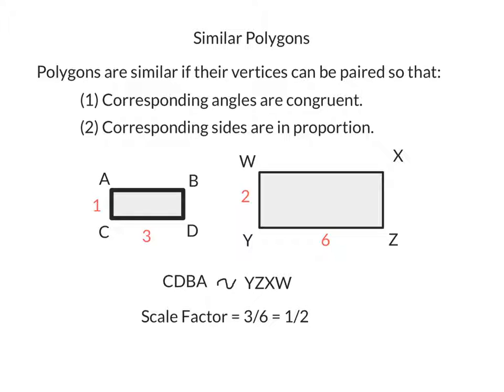And lastly, remember the term scale factor refers to the ratio of the lengths of two corresponding sides, and this happens to be equal to the ratio of the perimeters of the two polygons.